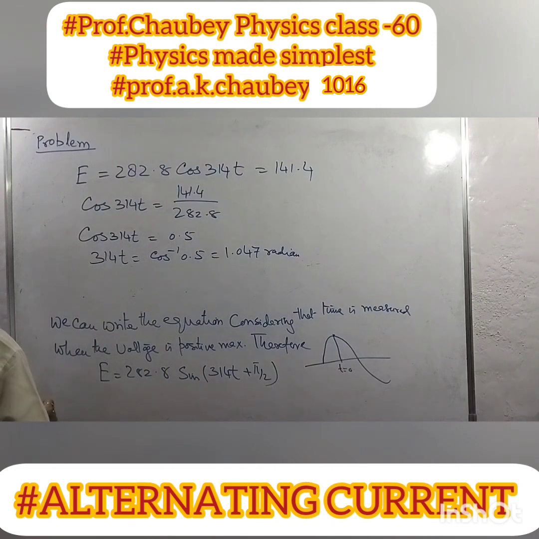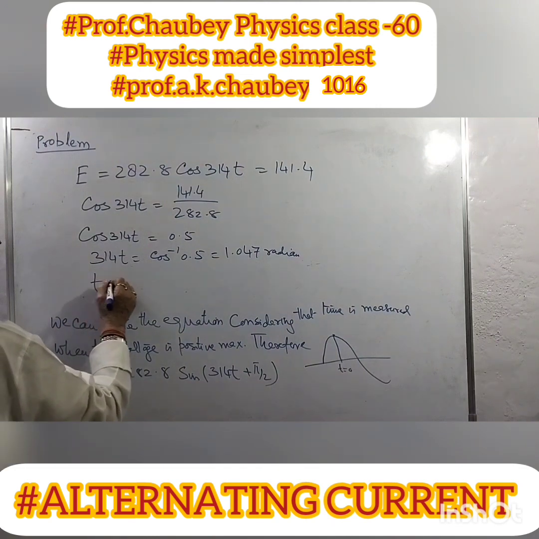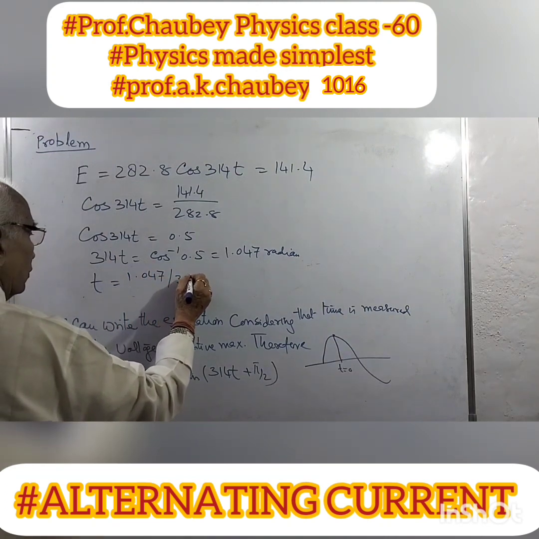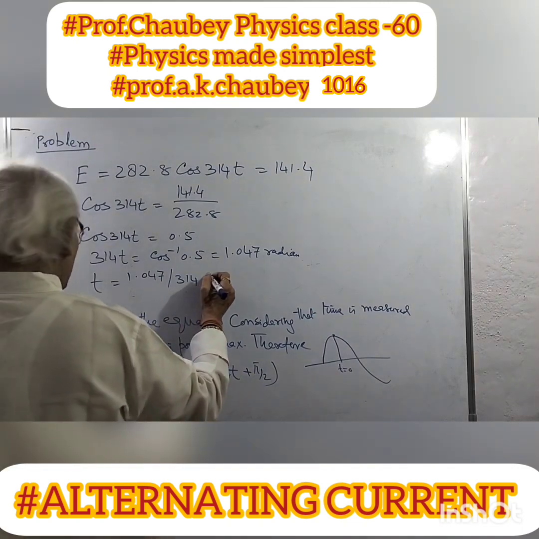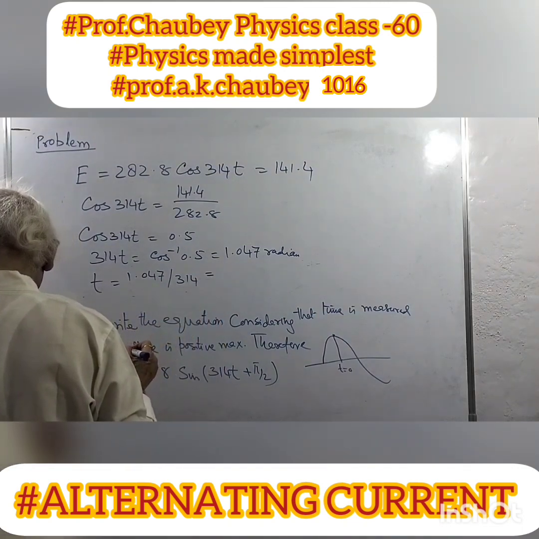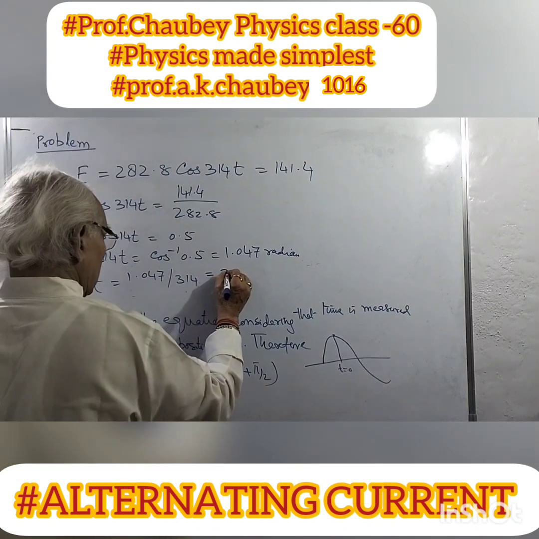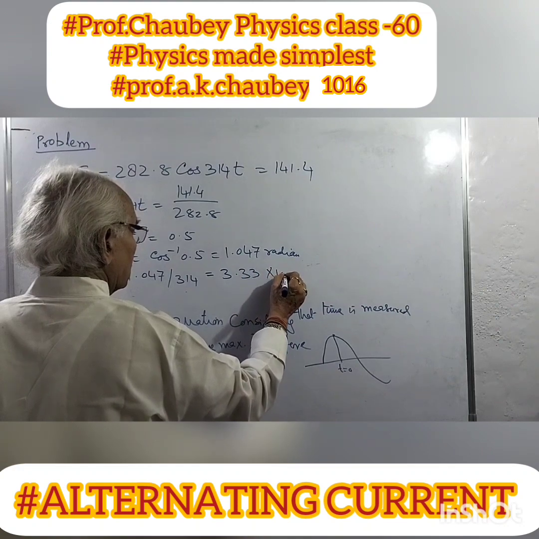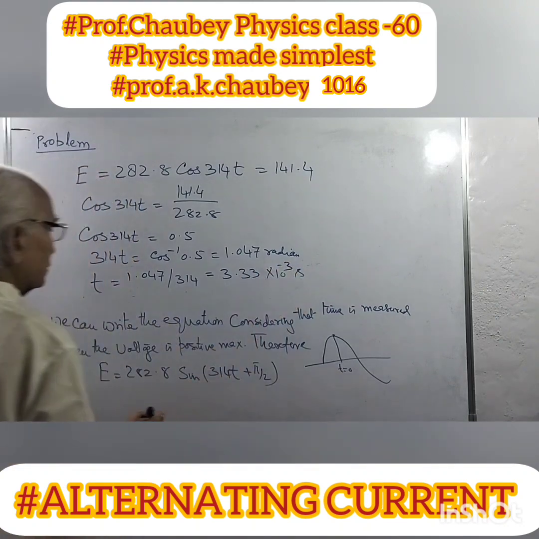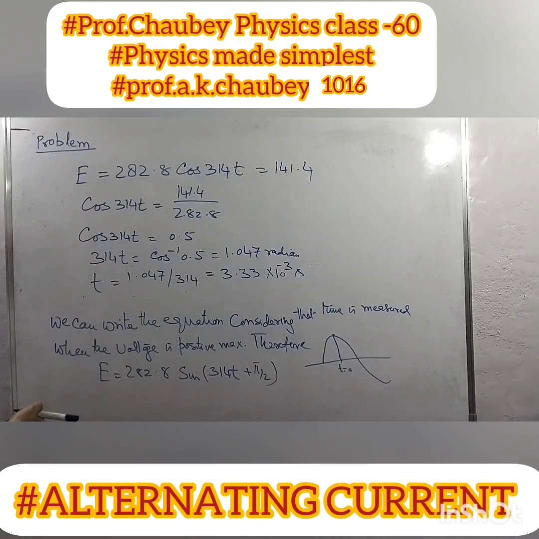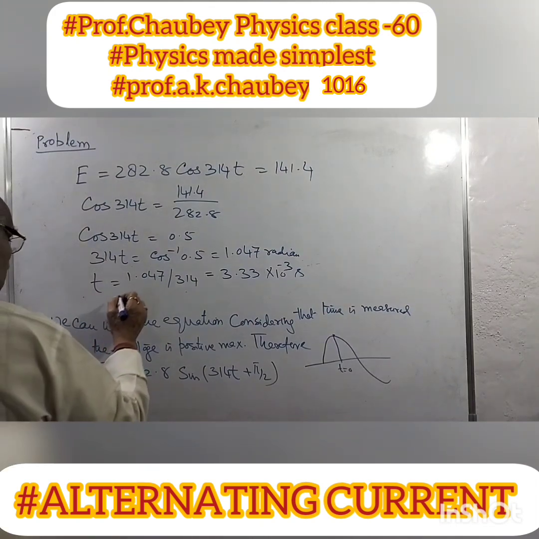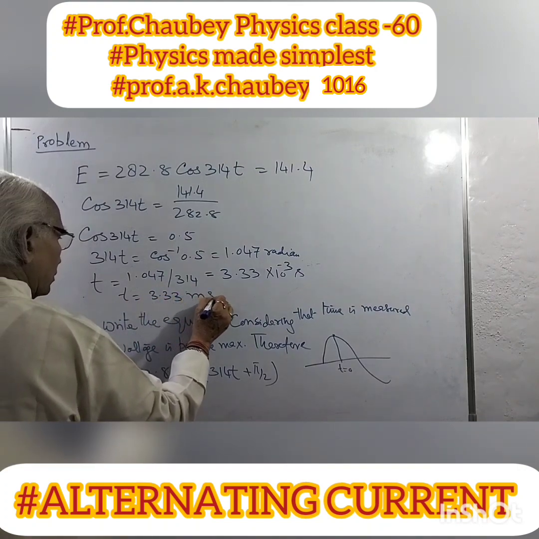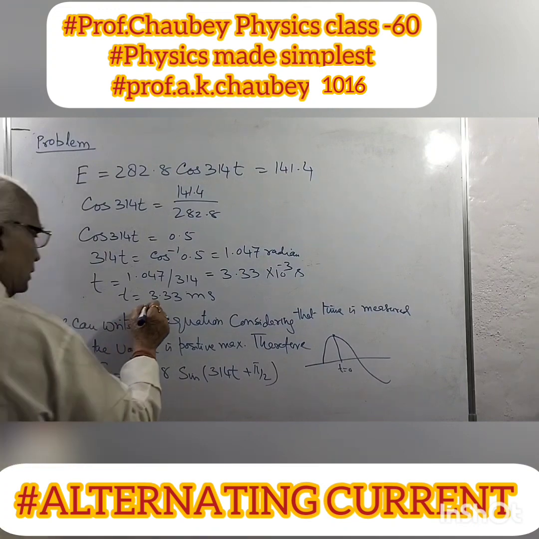So t is equal to 1.047 divided by 314, which is equal to 3.33 into 10 to the power minus 3 second. This means t is equal to 3.33 millisecond. So this is the time.